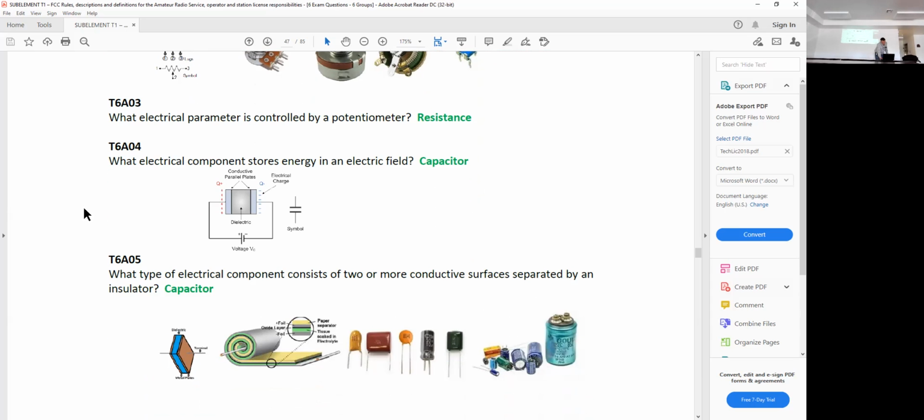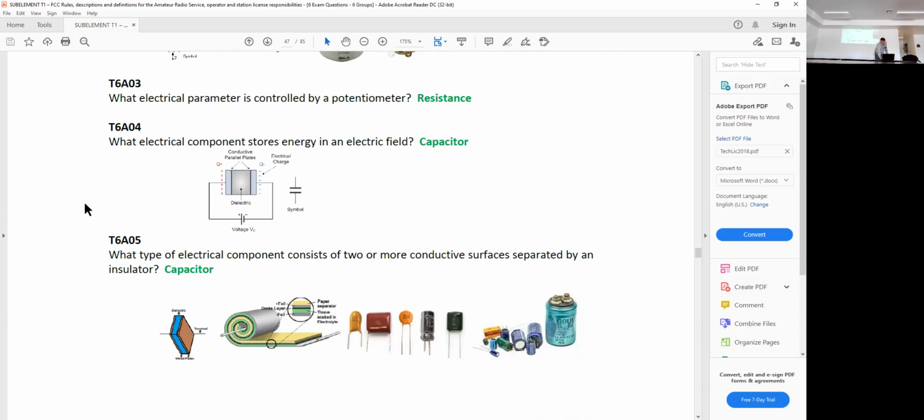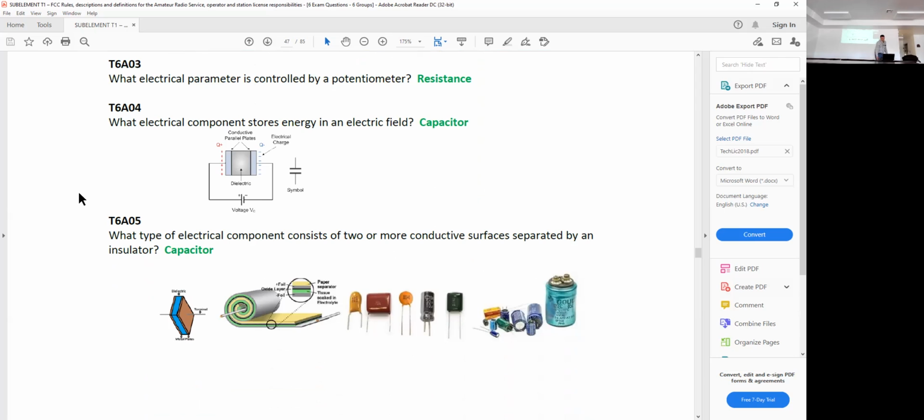Okay, what electrical component stores energy in an electric field? And the answer to that is a capacitor. And some people find it helpful to think of a capacitor as a super tiny battery. It'll store just a tiny bit of energy. Not enough to power much, but that's kind of electrically a little bit how they work. So you can charge them up and then you can discharge them, and then you can charge them up and you can discharge them.